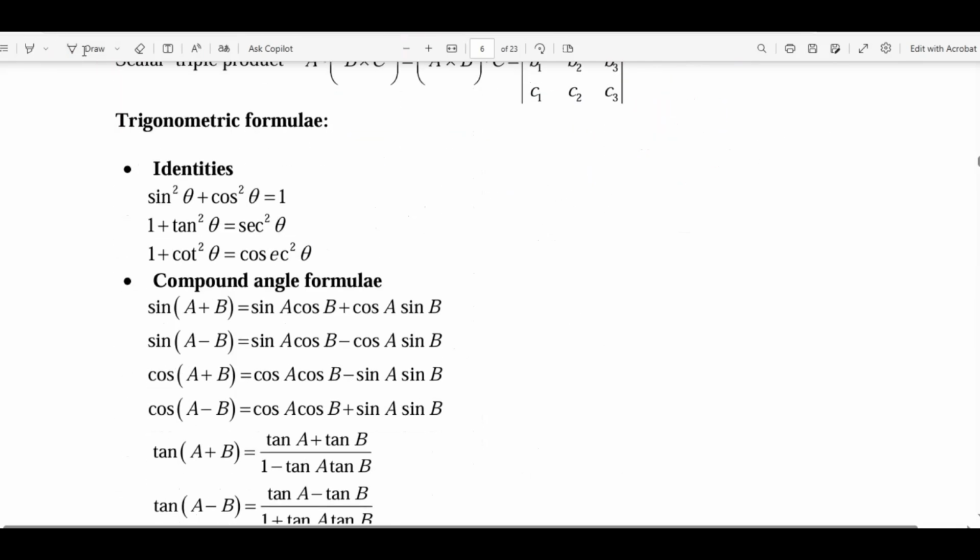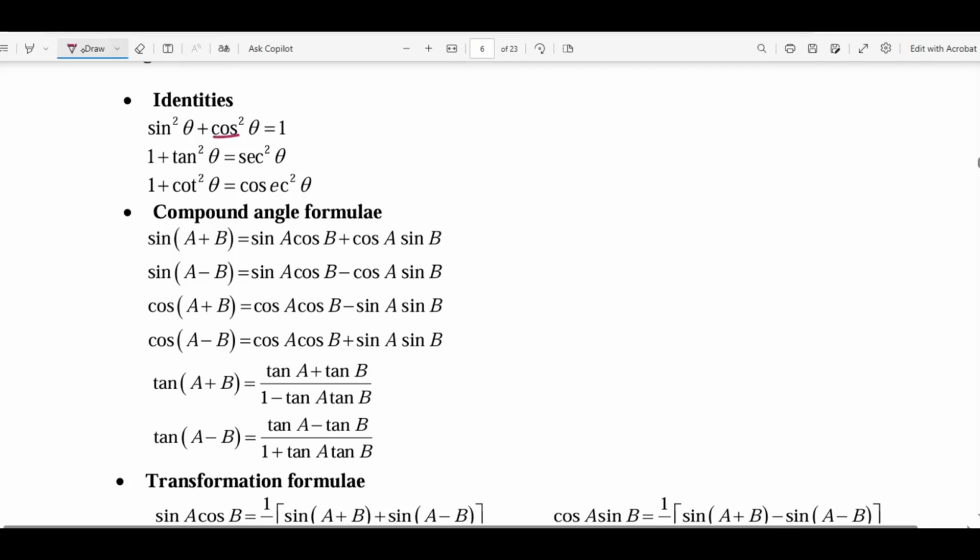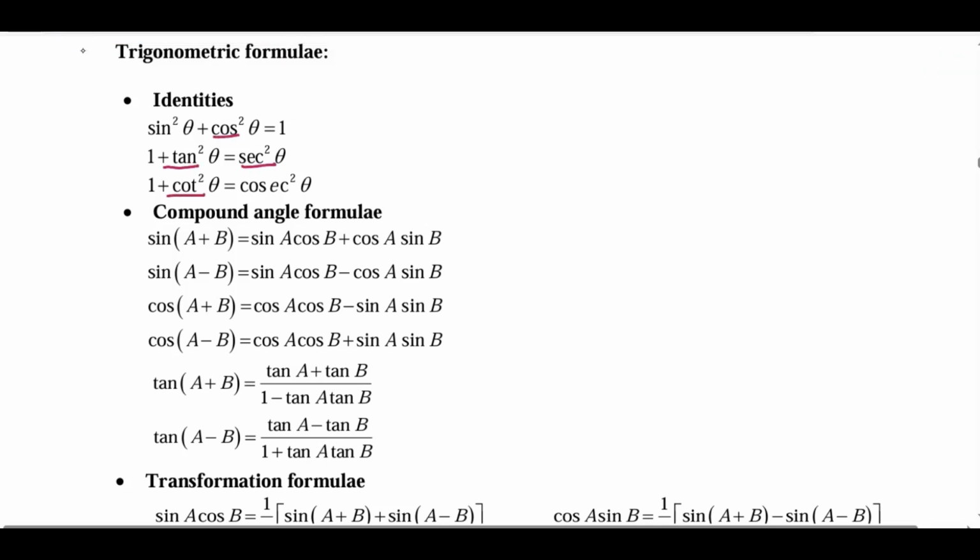Then the next one is trigonometric functions. You have identity functions. Sin square theta plus cos square theta is 1. 1 plus tan square theta will be secant square theta. 1 plus cot square theta is cosecant square theta. Then you have compound angle formulas.